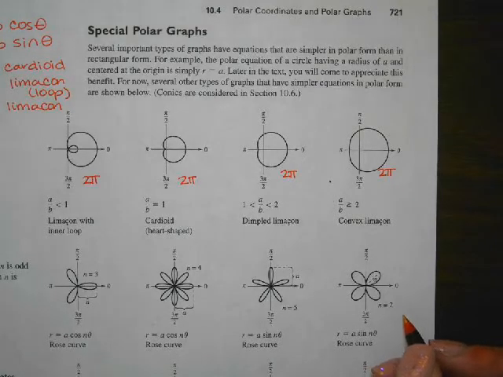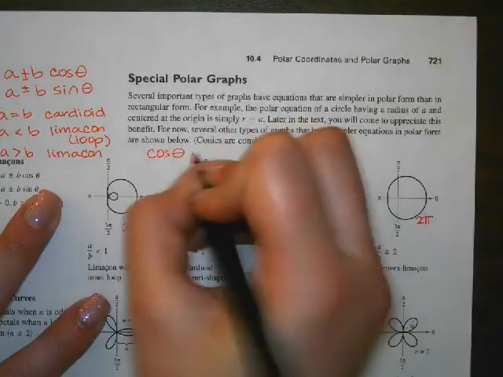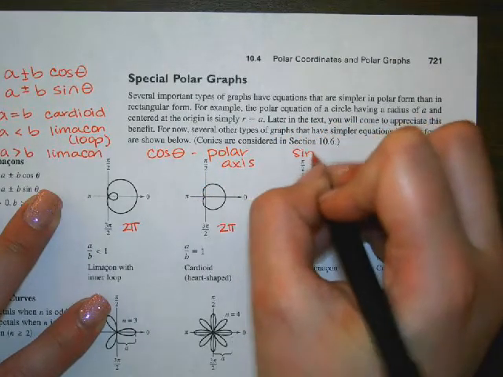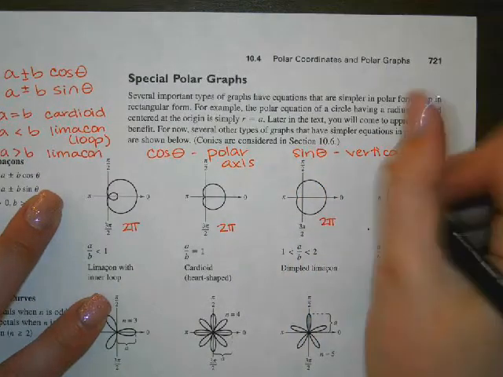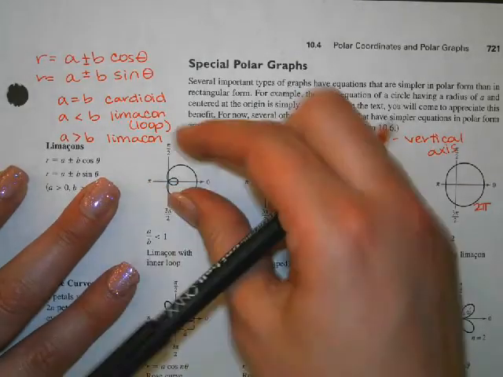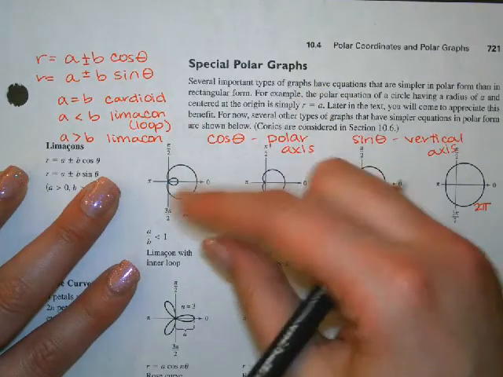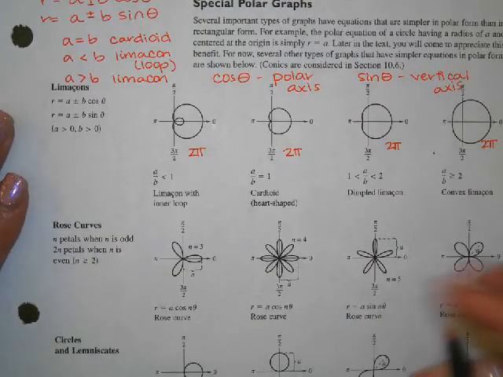Actually, let's mark this. If it says cos theta, that's the polar axis. If it's sine theta, we say it's the vertical axis. And so, like this one, if it had a sine in the equation, it would be rotated, and it would be going up and the loop would be underneath, or vice versa. Maybe it would be going down and the loop would be on top. Again, we can play around with that. I can show you some. Okay, the rose curves are pretty interesting.